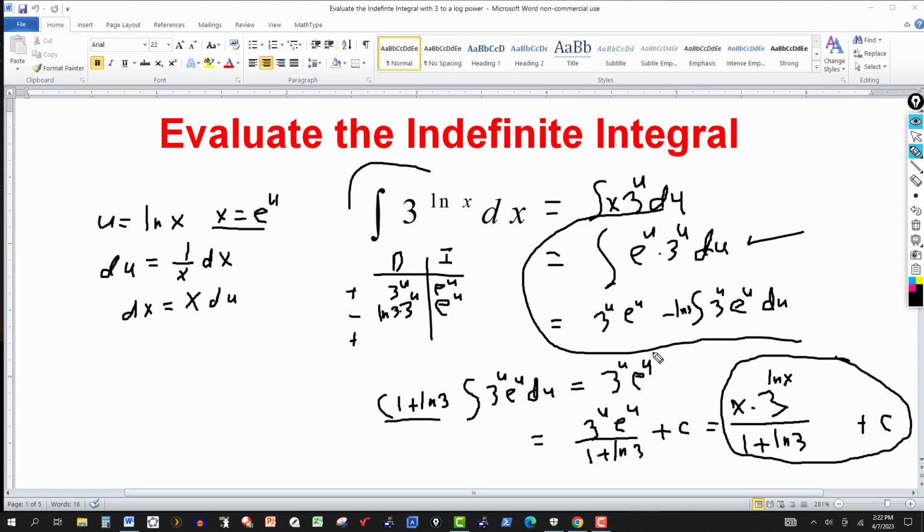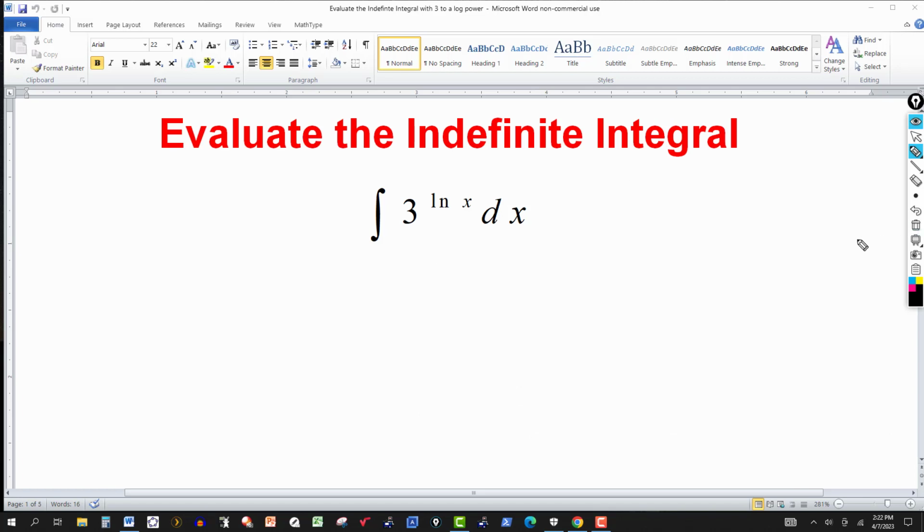So this is one way to do it. Right here I use the method of integration by parts, and I use the abbreviated form. I've done that before in some of my other videos. So that's one way to do it.